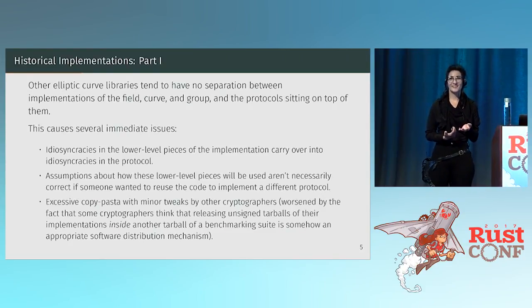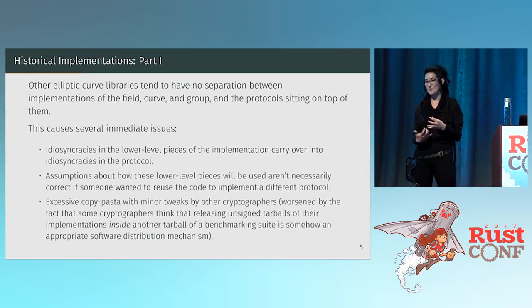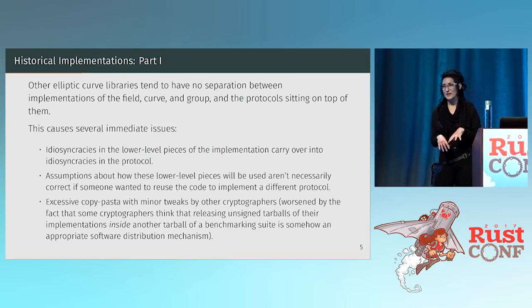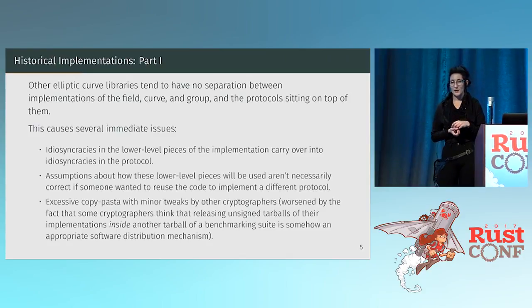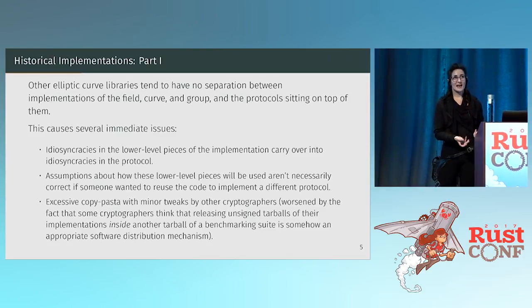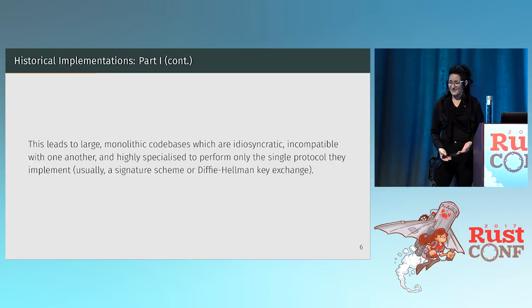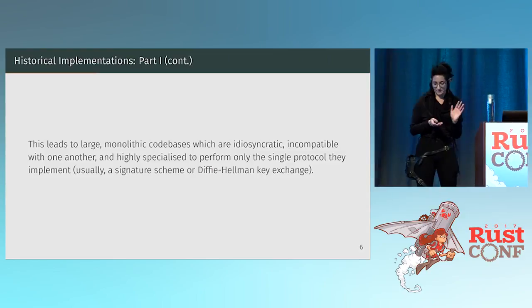This also results in super excessive copy pasta. Cryptographers tend to literally copy paste each other's code around. This is exacerbated by a lot of cryptographers somehow thinking it's appropriate to have a tarball of their code, unsigned, inside another tarball of a benchmarking library. And that's how you're actually supposed to get it as an end user. It's just, this is mind-boggling to me.